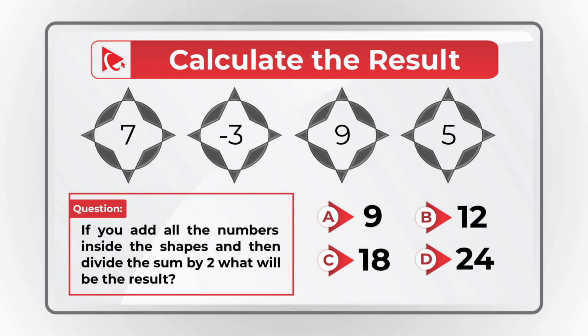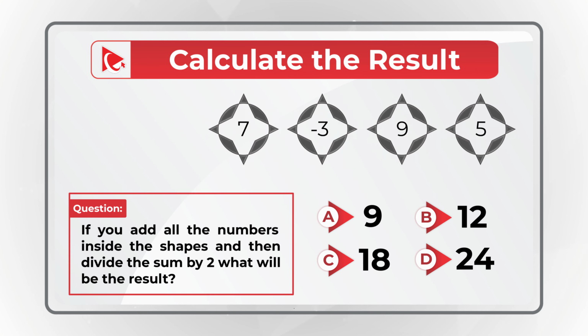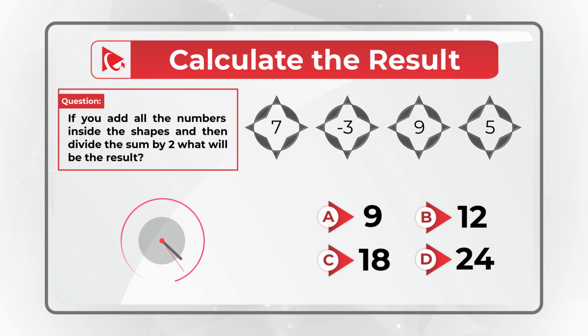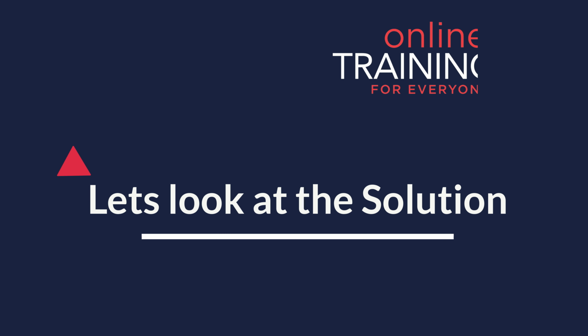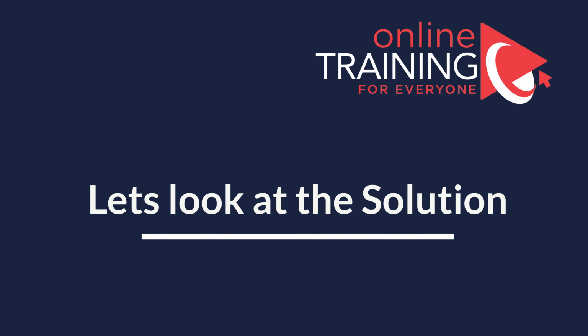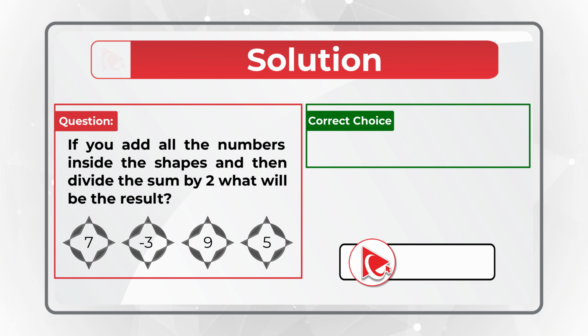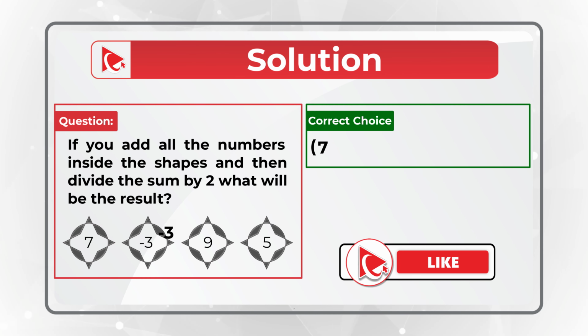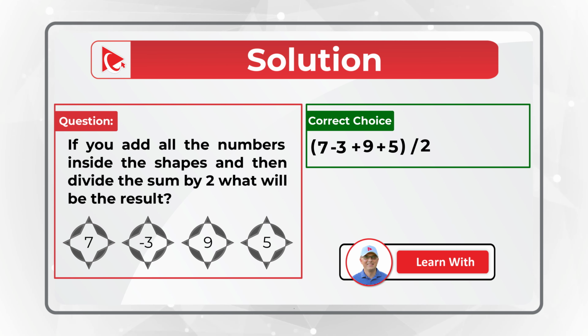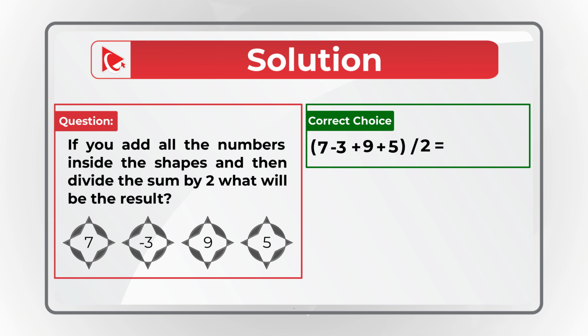Give yourself a little bit of time, maybe pause this video and give yourself 10 to 20 seconds to do the calculations. I am pretty sure you figured it out, so I'm moving forward to share with you my version. And obviously, if you have a better way to solve it, please make sure to post it in the comments. The math here is pretty straightforward. You need to do 7 minus 3 plus 9 plus 5 in parentheses, and then divide the sum by 2. The result would be 18 divided by 2, which would be equal to 9. And this is my choice for the correct answer.